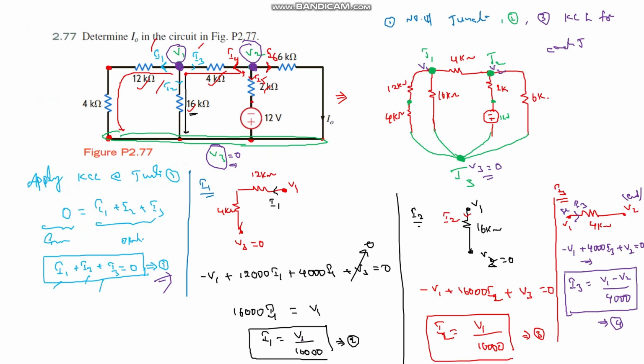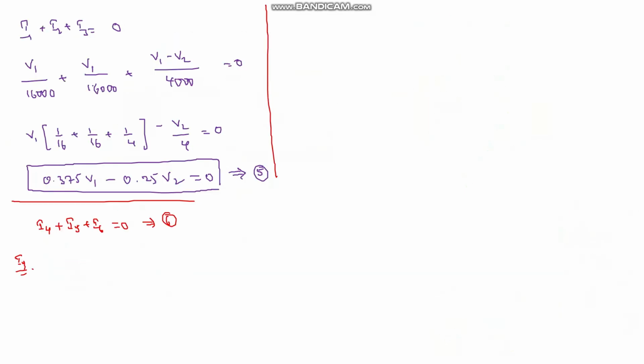Forget about I1, I2, I3. Don't consider I1, I2, I3, just keep it in mind. We are applying KCL at junction 2 only. At junction 2, we have only I4, I5, I6 currents. Here I4 flows from V2 to V3 through the 4 kilo ohm resistance, according to my current direction.